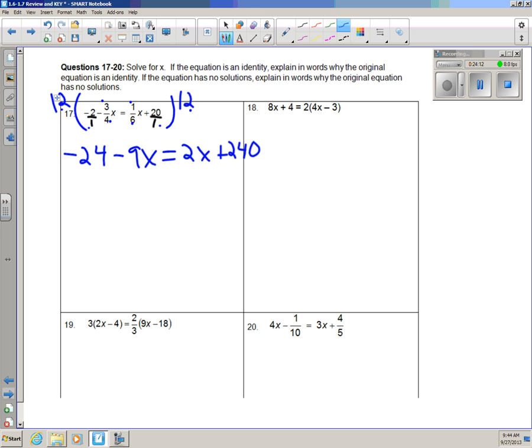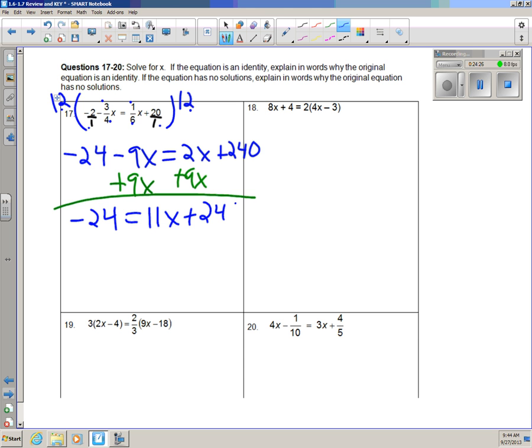All right, no more fractions, thank goodness. I'm going to bring all my x's to the right. Plus 9x, plus 9x. You end up here with negative 24 equals 11x plus 240. I'm going to bring all my numbers to the left. I'm going to minus 240. I'm going to minus 240. I'm going to end up with negative 264 equals 11x.